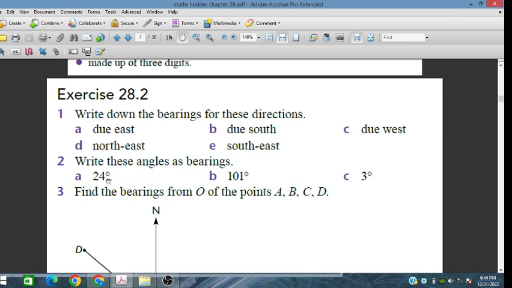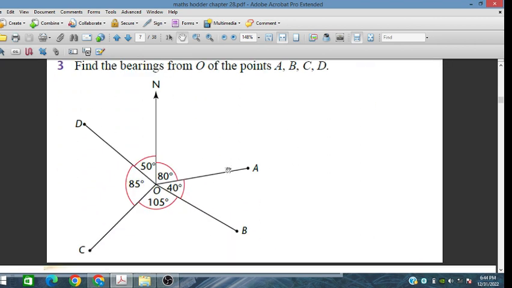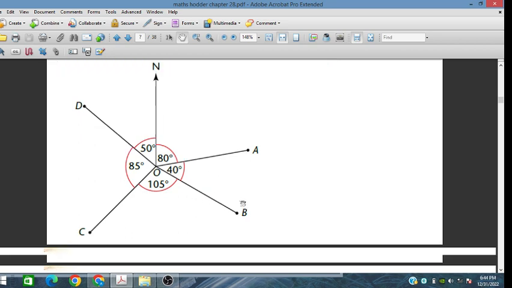Write these angles as a bearing. So this becomes 024 and this is 101. Same, this is 003, and for the bearing from this to A, B, C, D, we'll write this. This bearing is 080 and this bearing is 120 degrees.